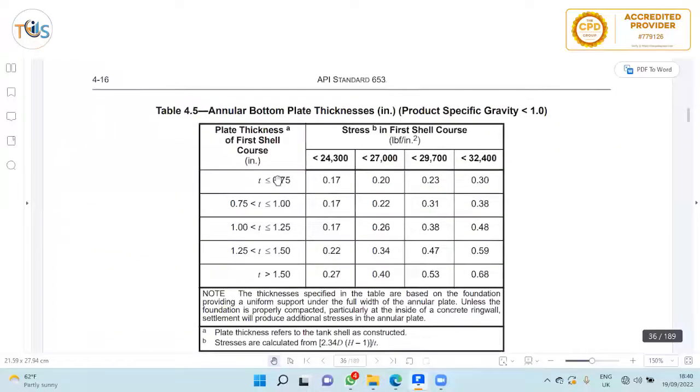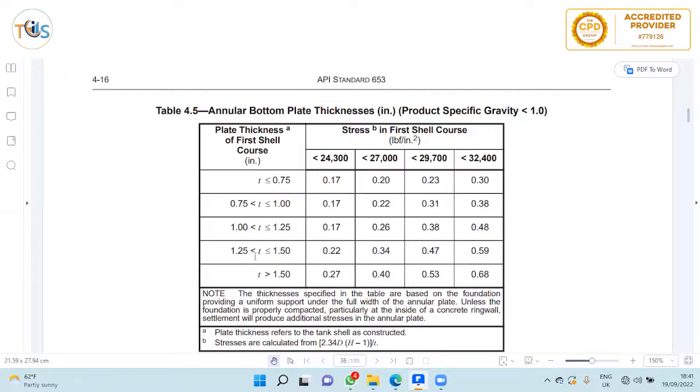And table 5 shows annular bottom plate thickness for product specific gravity of up to 1, which is water. So for the shell thickness of the first shell course, if it is less than 0.75 inch, and the stress in the first shell course is less than 24,300 psi, then the minimum thickness should be 0.17, as you see here.